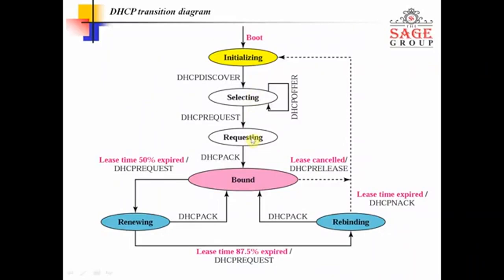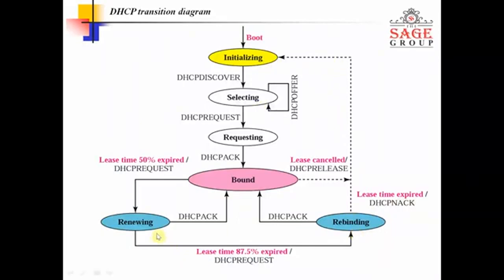After that analysis, it decides and sends the request message from selecting to requesting. Requesting gets that message and forwards the DHCP acknowledgement to the bound state. Now you have to bind the things. Bound has two decisions. Further, it sends the message with the help of DHCP request to renewing of an IP address. If the IP address has been released by someone, it sends this message to the initial state.